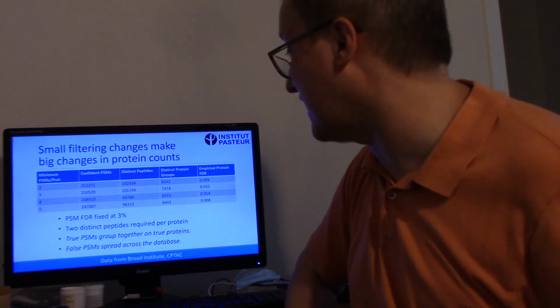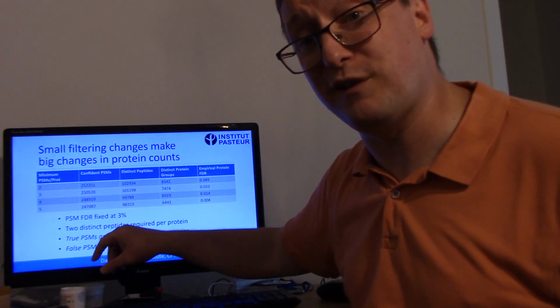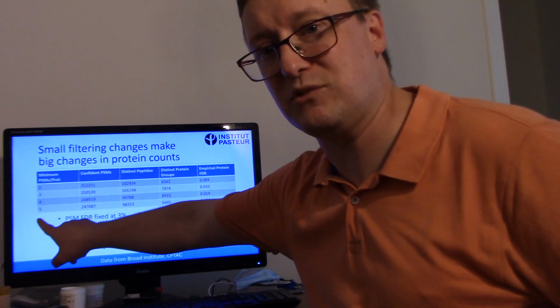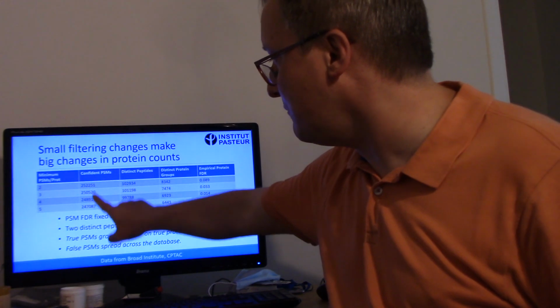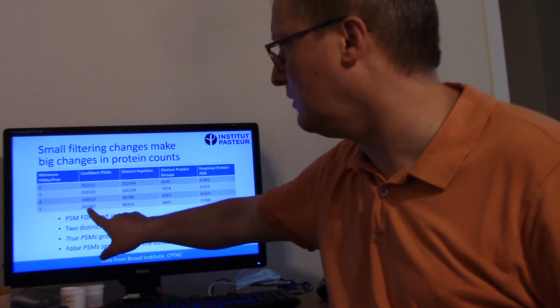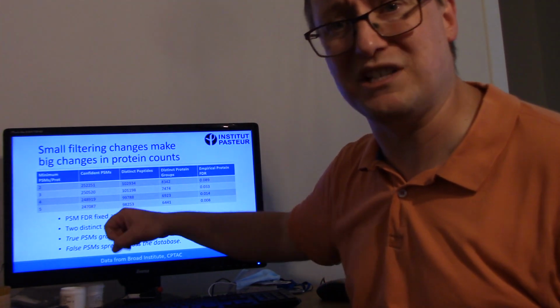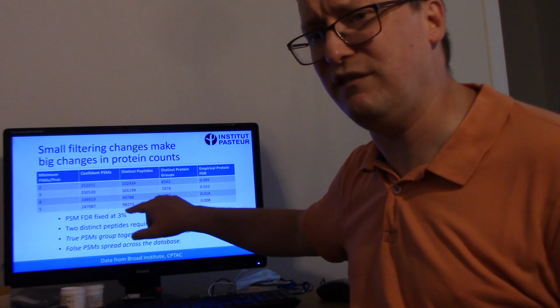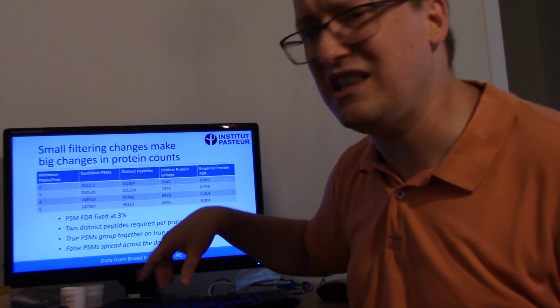That might be satisfactory, or it might not. Depending on what kind of peer reviewers you face, you might need to be even more restrictive. If you move up to 4 PSMs or 5 PSMs required per protein, you can see that the number of PSMs continues to fall, but not a lot. 252,000 down to 247,000 in the worst case. The number of peptides that we see falls some, but not a lot, from 103,000 to 98,000.